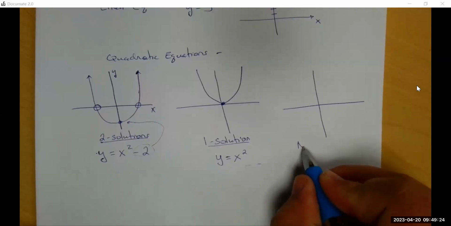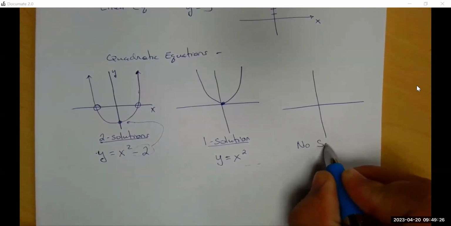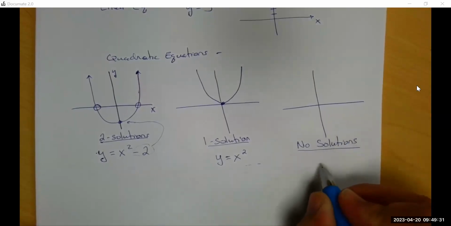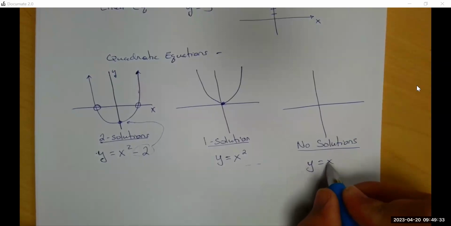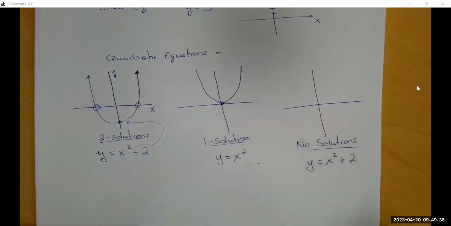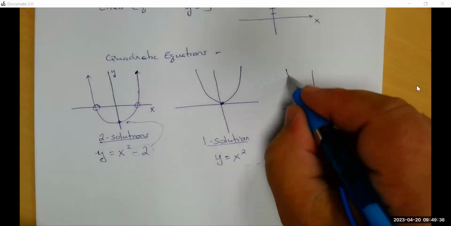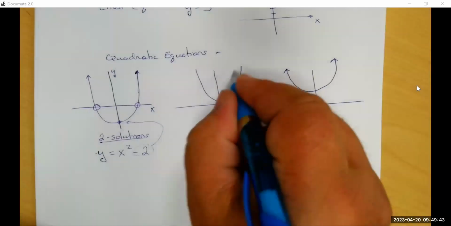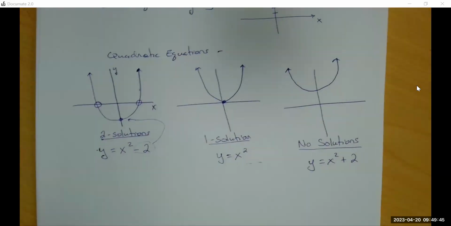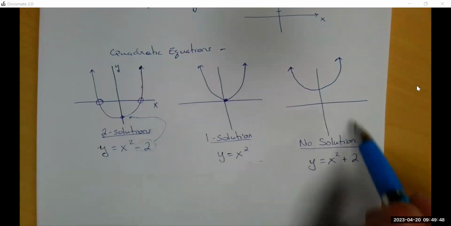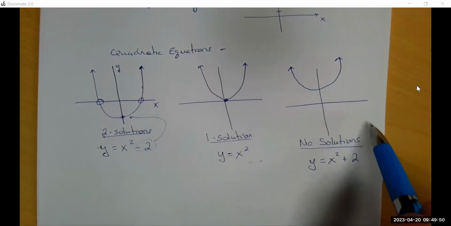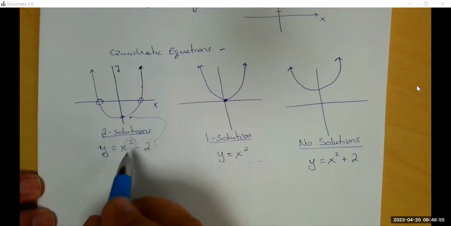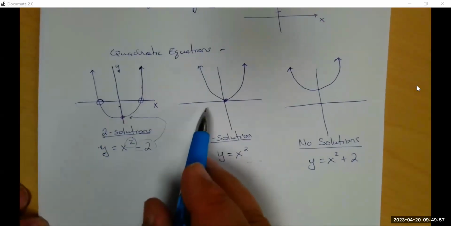Or we can have no solutions. If you look like this. No solutions because it doesn't cross the x-axis. So that's what they look like. That's why I said the degree, we can have at most 2, 1, or 0.